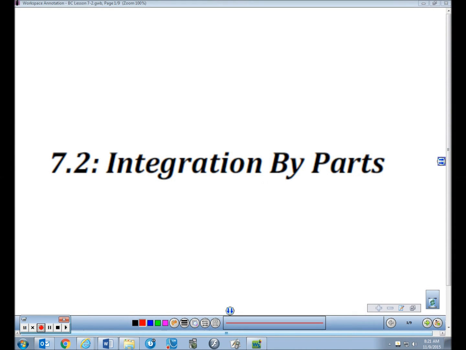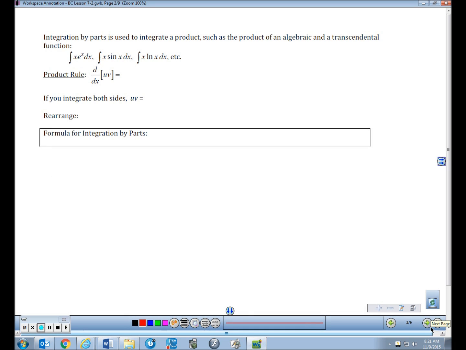In section 7.2, we're going to be discussing a technique called integration by parts. U substitution was the reverse of doing the chain rule. Integration by parts is kind of the reverse of doing the product rule. We will use integration by parts to integrate a product, such as the product between a power function or an algebraic function and a transcendental function: x times e to the x, x times sine x, x times log x, etc.